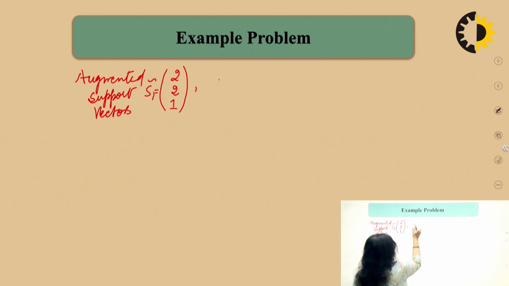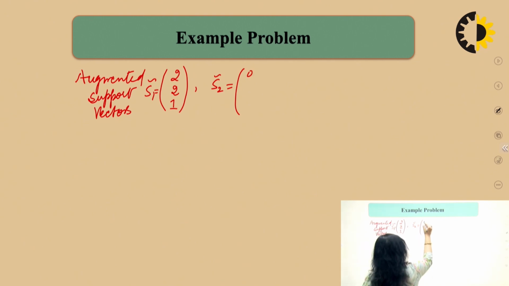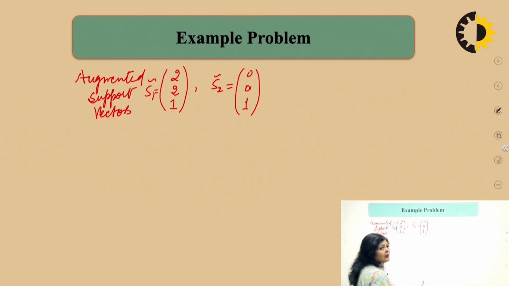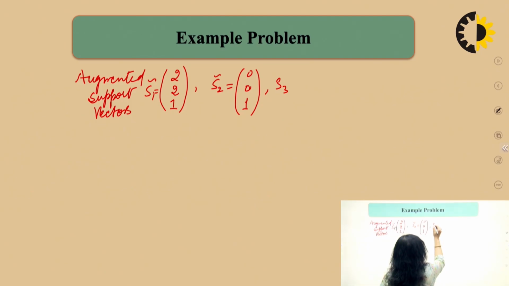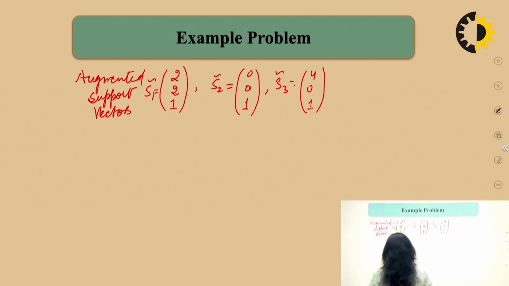Now in the same way I can find another augmented support vector. For S2 the value was 0, 0, so appending 1 gives us 0, 0, 1. This is the next augmented support vector. Similarly, we can find the augmented support vector 3 from 0, 4, 0. We are appending 1 as the bias and we are getting another 1. So this way we have found 3 augmented support vectors.